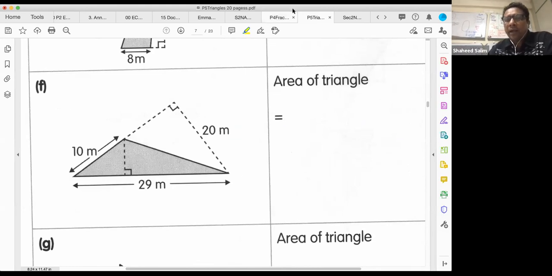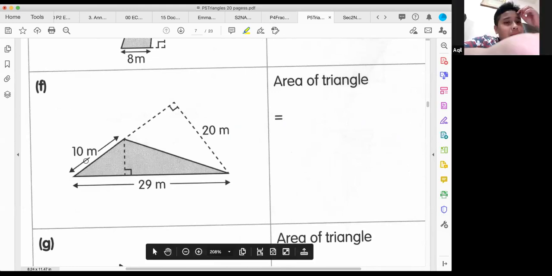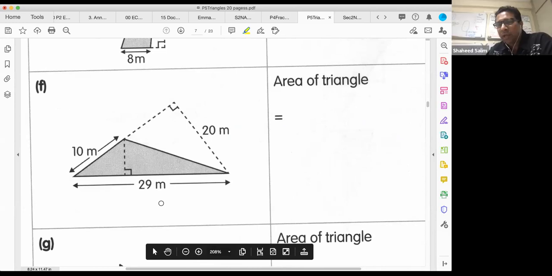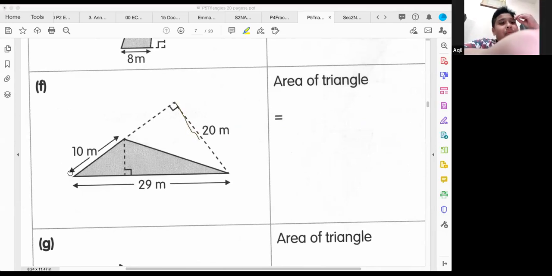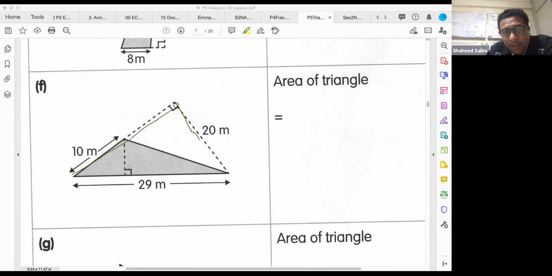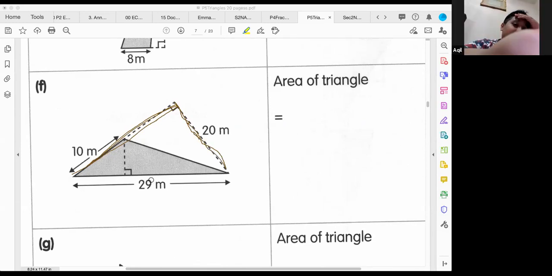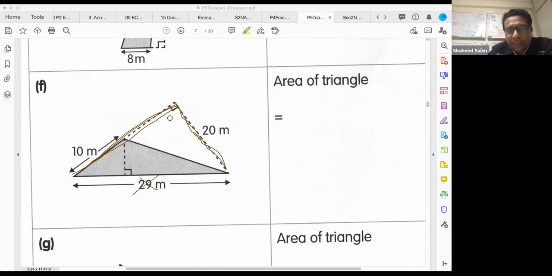Which number do you want to cancel out? 10, 20 or 29? 20. But you look down here, 90 degrees. 10 and 20, they join together at 90 degrees. The one that doesn't join together is which number? Oh, it's 29. Can you see the 90? They show you the 90 degrees.